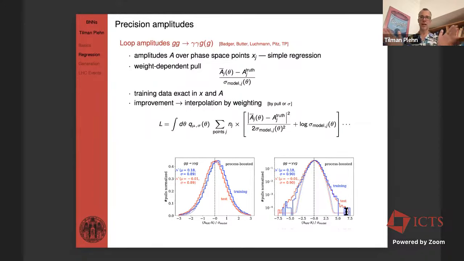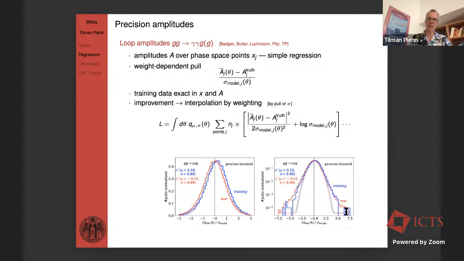Now, let's apply this, not to energy. Let's apply this to something else. A very typical theoretical physics problem: an amplitude, gluon gluon to gamma gluon, or to gamma gluon. This is an amplitude. It's the same task, right? We want to learn a function, an amplitude, as a function of phase space.